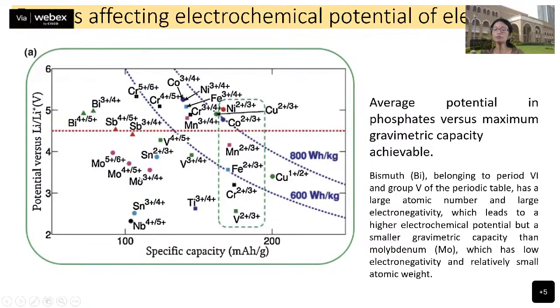Why? Because molybdenum has a low electronegativity, but it also has a relatively lower atomic weight. So that is the reason why for molybdenum you have a higher specific capacity, but you lose out on the potential, lose out on the voltage. If you look into the average potential in phosphates, all these 3+, 4+ are basically phosphate materials. We have taken similar kinds of phosphates and compared them, so the potential and the specific capacity are compared as a phosphate matrix.